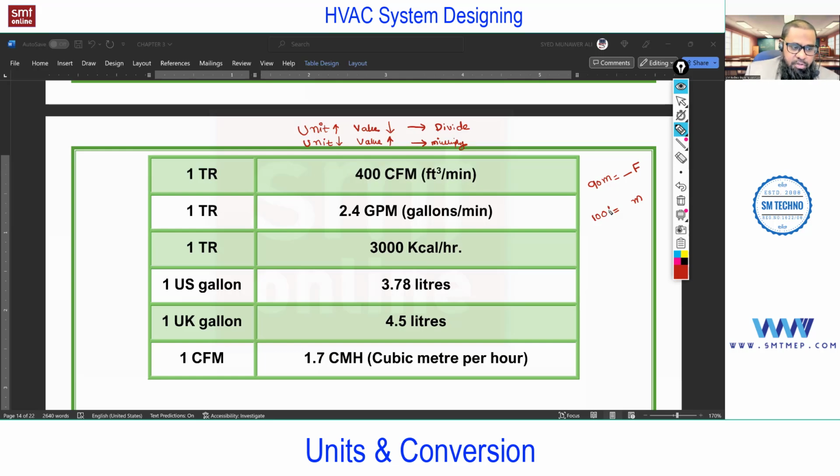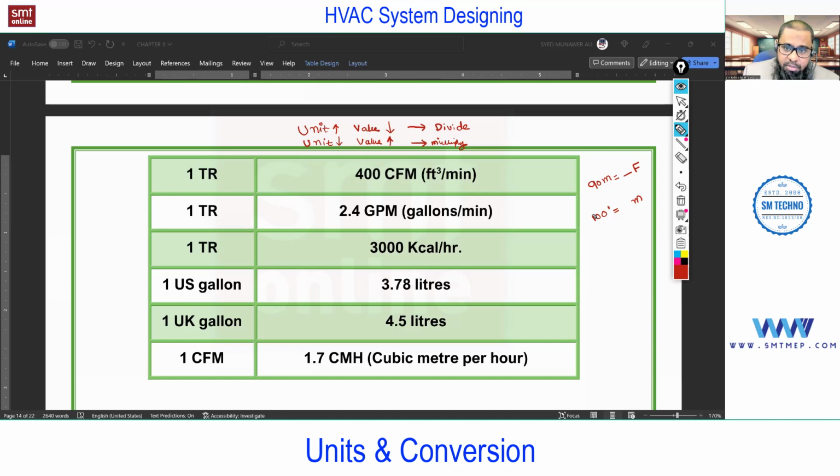So whenever you're doing conversion, wait for 2 seconds and think what you are going to get. Means you are going to increase the unit or decrease the unit. Increasing the unit means use divide. Decreasing the unit, then multiply. Because decreasing unit, the value must increase now. Means the magnitude must increase when the unit decreases.